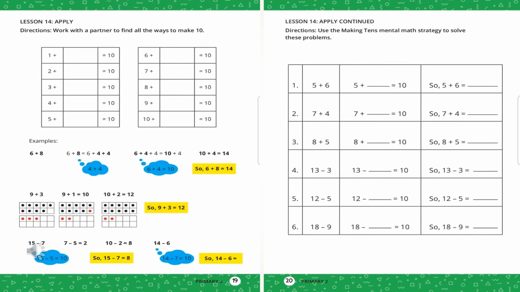Let's move to number 4 with subtraction. 13 minus 3. This 13 wants to be strong like Mr. 10. Can we subtract any number from here to be very strong like Mr. 10? 13 minus what will be 10? 13 minus 3 will be 10. So 13 minus 3 equal 10.